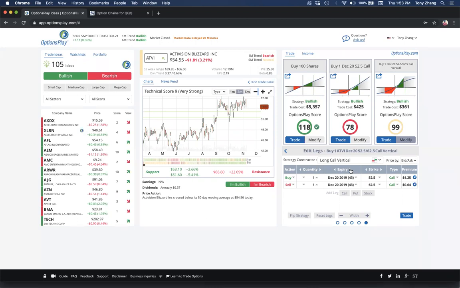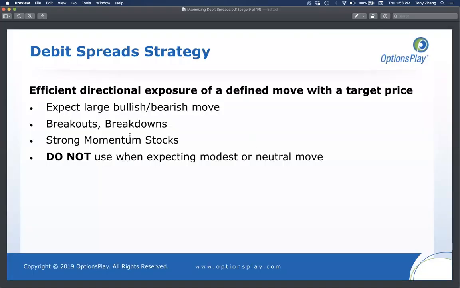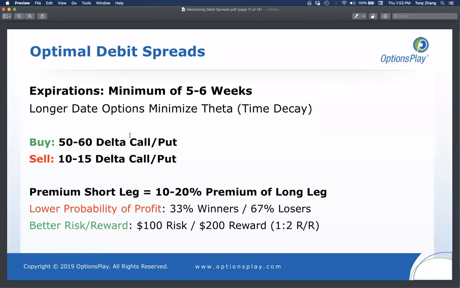But what I want to do now is I want to go back to the slides, and I want to show you why we choose certain expiration dates and strike prices. So whenever we're talking about debit spreads, the optimal debit spread needs a minimum of 5 to 6 weeks because realistically, in order to get that move that you need in order to be profitable, you need time.